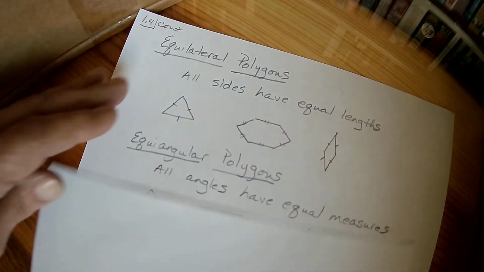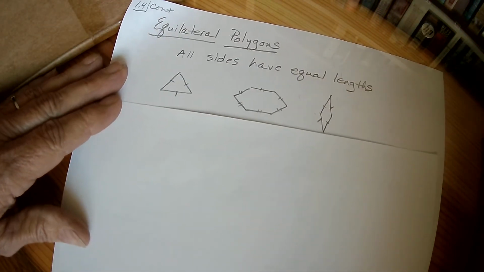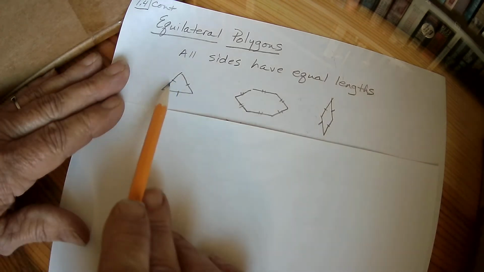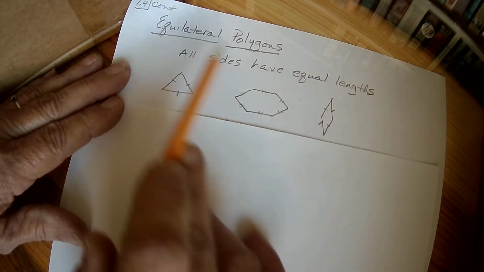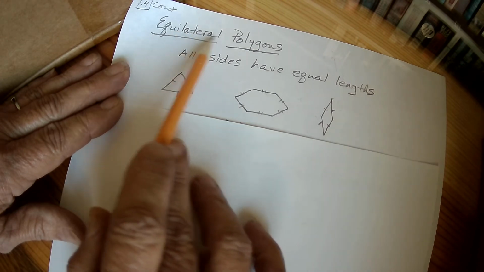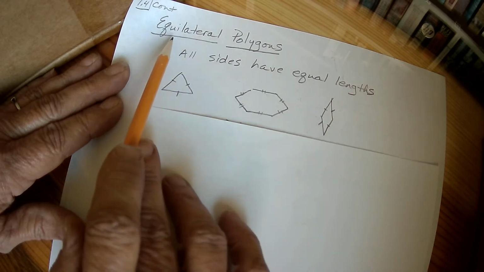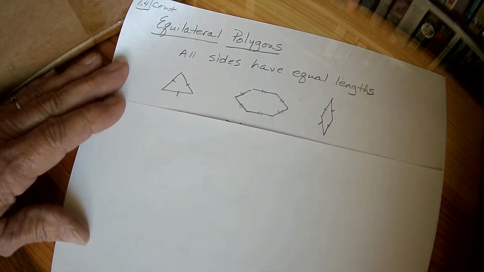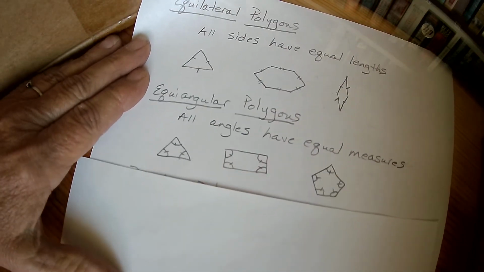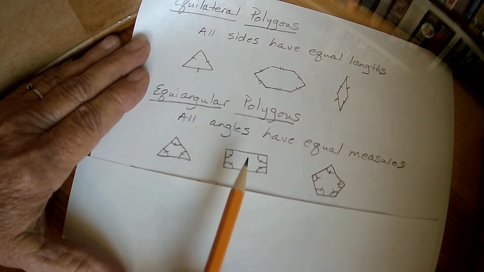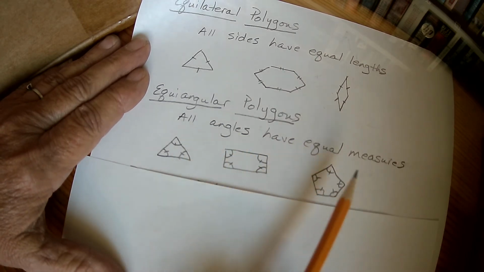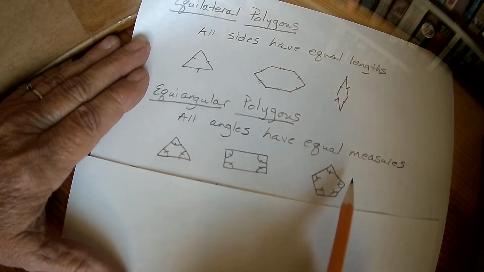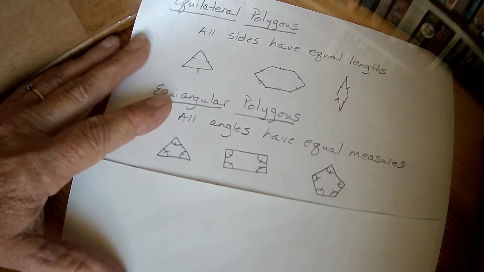All right, here's some more terms that we need to talk about. Equilateral polygons are polygons whose sides are all the same. Equilateral means equal side. Equa obviously means equal. Those are three examples of equilateral polygons. Equiangular polygons are polygons whose angles all have equal measure. All these angles are the same. All these angles are the same.